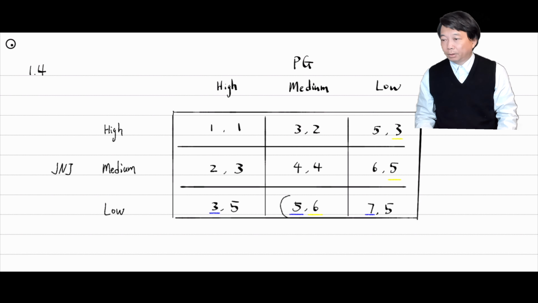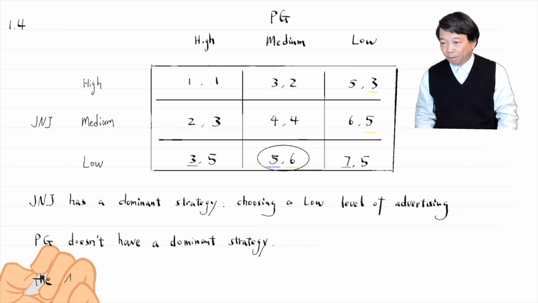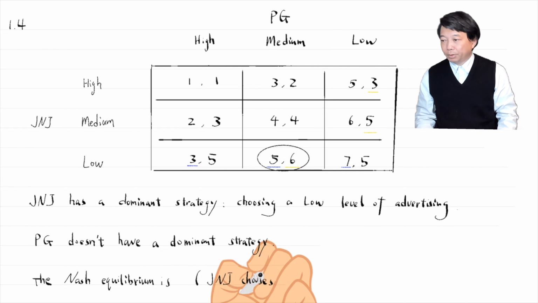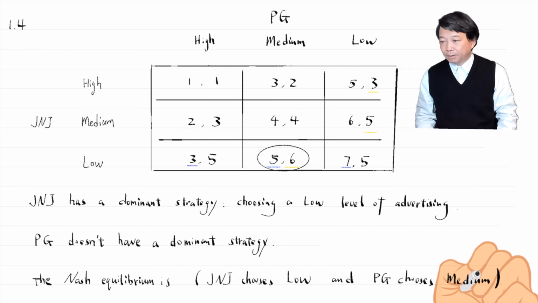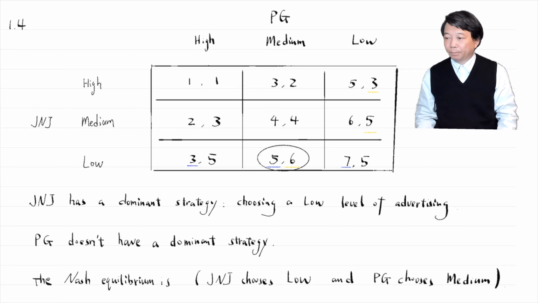We circle the cell with 2 payoffs underlined. That is the Nash equilibrium's outcome. The Nash equilibrium of the game is that Johnson & Johnson chooses a low level of advertising and P&G chooses a medium level of advertising. The outcome of the Nash equilibrium is that Johnson & Johnson gets a profit of 5 and P&G receives a profit of 6.